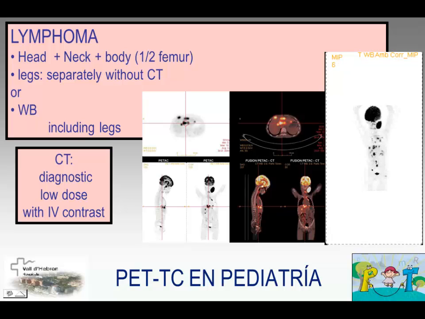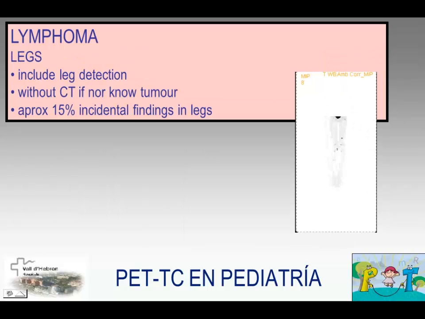In this case, for the body, we have a diagnostic low-dose CT with intravenous contrast, and you can see the big lymphatic disease on the left part of the neck, but also multiple nodes with a high uptake over and under the diaphragm and affecting the liver. And these are the legs of the previous case without CT.